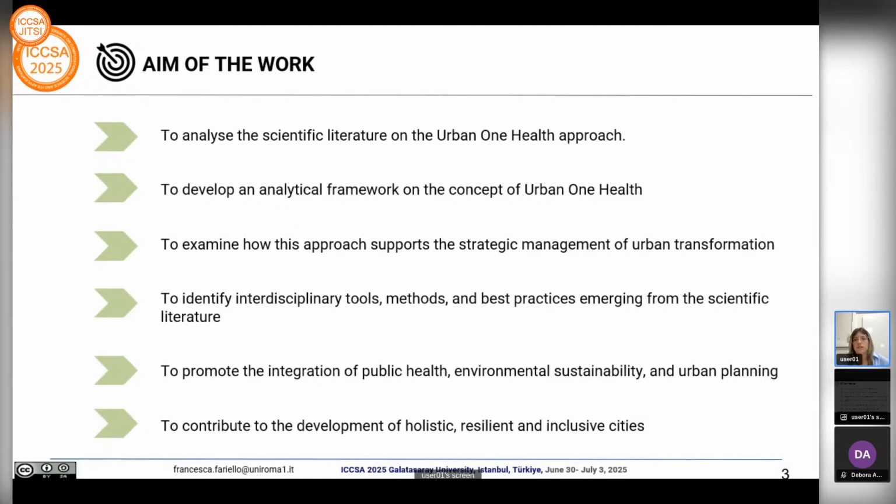This work is based on the assumption that the Urban One Health approach is not only a theoretical construct, but a practical framework that can guide policy and planning processes. By addressing the current global challenges, such as climate change, socio-economic inequalities, and the disparities in access to resources, the approach may support the implementation of effective and inclusive urban strategies.